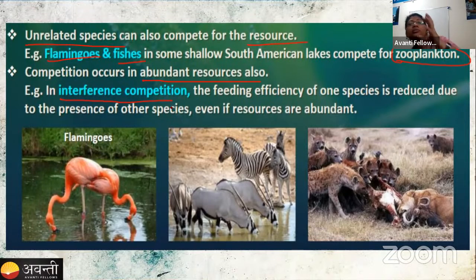Example le lete hain, aap aur aapka dost, you and your friend. So when you were alone at home, mama has made a good plate of Maggie for you, but suddenly your friend appears. उसको स्मेल आ गई कहीं से कि हाँ भैया आज इसके घर मैगी बनी है, चलो आज इसी की मैगी खा के आएंगे. So when your friend comes up, you have to share your Maggie now.